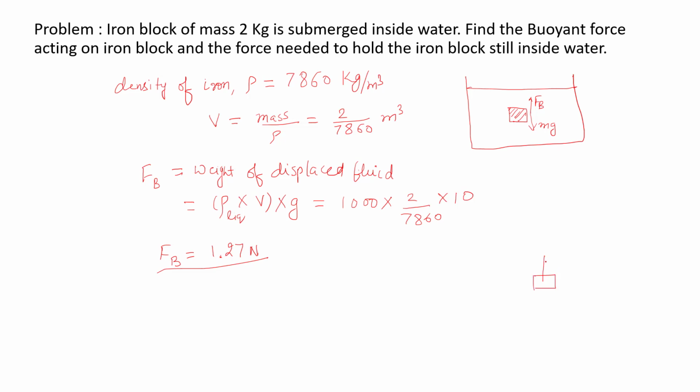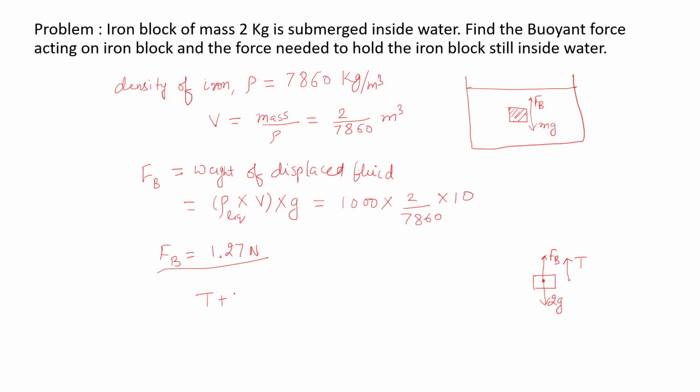Let's make the free body diagram. So upward force acting is Fb, and there is downward force acting which is equal to 2g, where 2 is the mass of the block. So I have to apply a force which is upwards, right, to hold this block still. Let's say this force is equal to T. Now for this block to stay still, the net force on the block must be equal to 0.